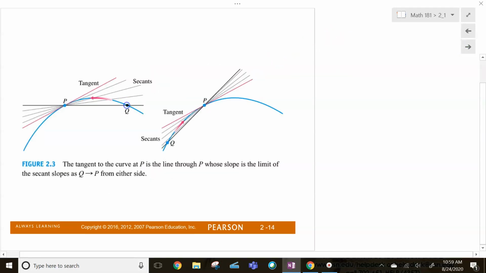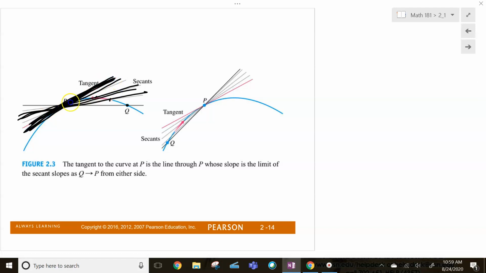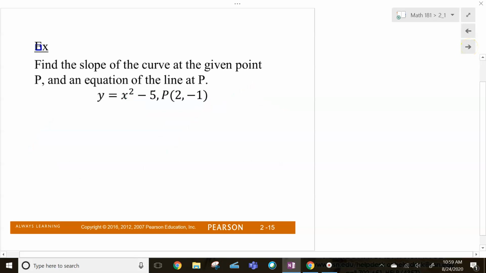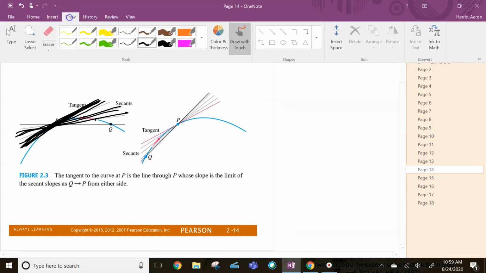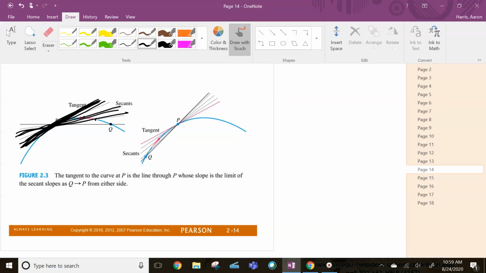So we got to bring that Q point closer, closer, so that the secant line slope, the slope of the secant, becomes a better and better approximation of the actual slope of the tangent. Okay, we got to bring that in. Okay, so let me do one more quick overview with this definition before I go to the example.